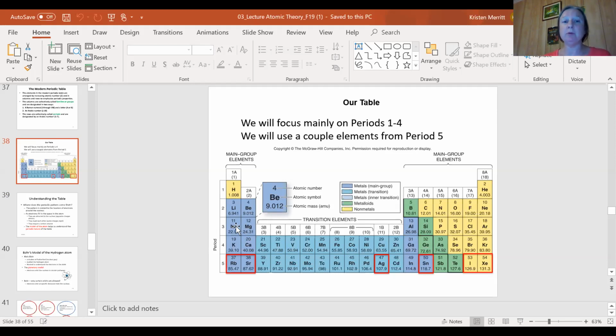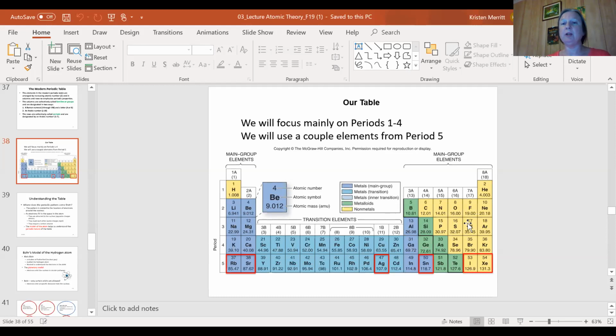The number of protons never changes for an element. Sodium will always have 11 protons. It might not always have 11 electrons, obviously. Okay, it becomes an ion easily. And it may not always have the same number of neutrons, but it will always have the same number of protons.